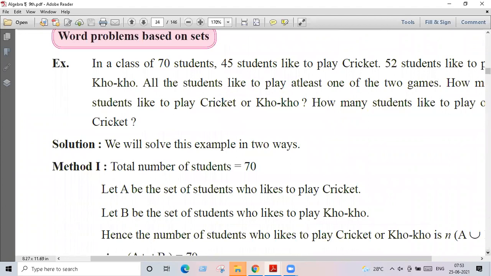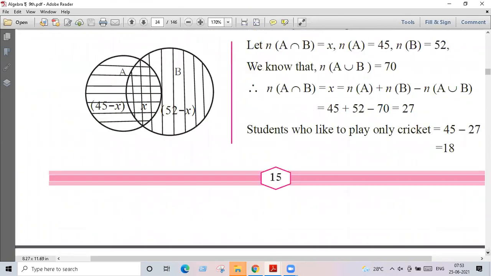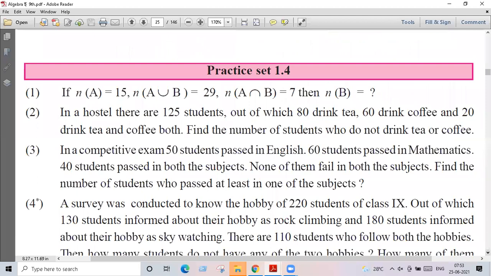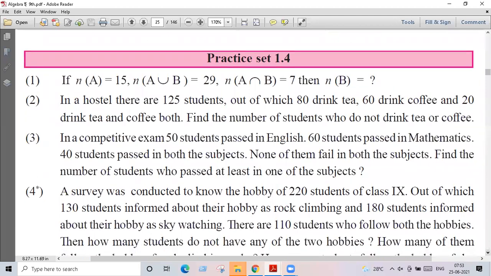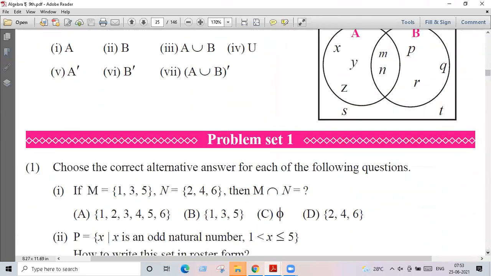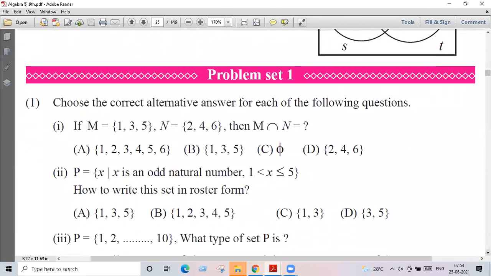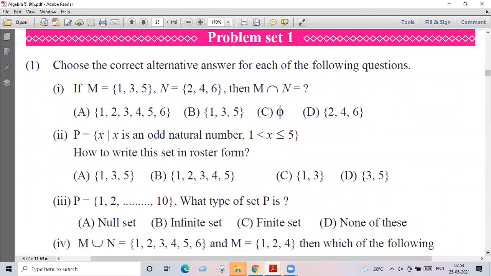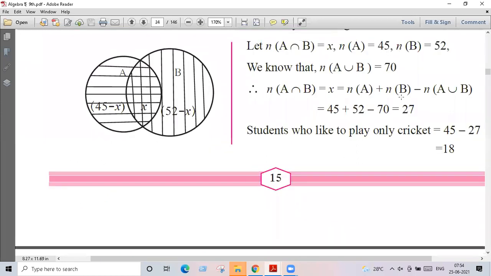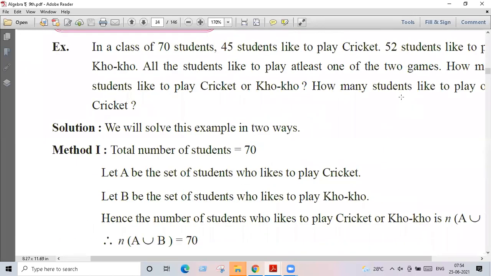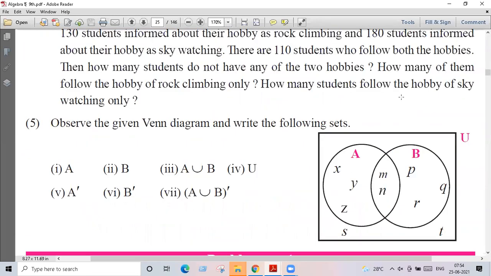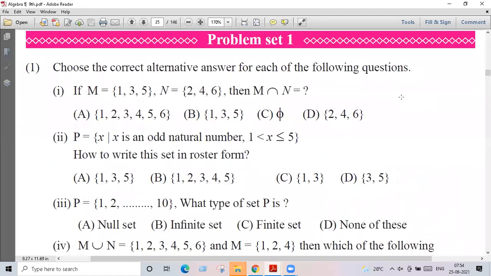And there are some word problems. And finally we will be solving your practice set 1.4, and then you have problem set. Let's see some simple questions in problem set. Actually we have to solve 1.4, but not now. We will take it tomorrow. Therefore let's look at these simple questions in problem set 1.